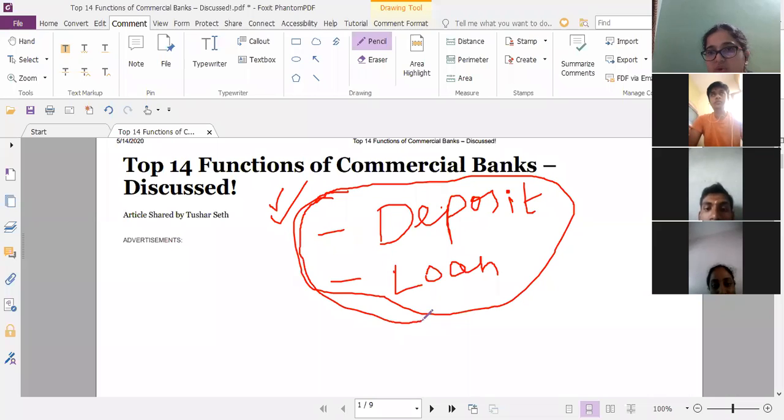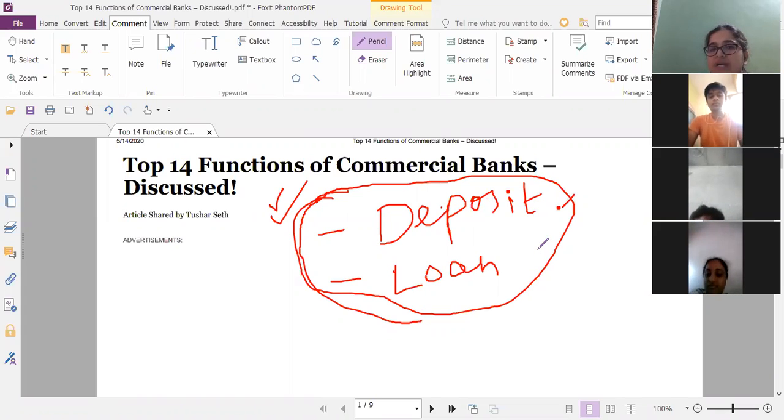So these two are very important functions. We are discussing the functions of commercial banks. This is a very important topic under unit 2. You can get a 10-mark question on this, right? Deposits, you all know, are like when you keep your money in a bank as savings. Deposits are something like savings. You keep your money in banks, so that is deposits.